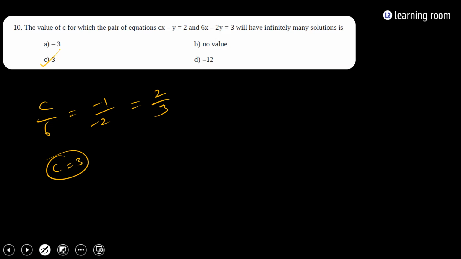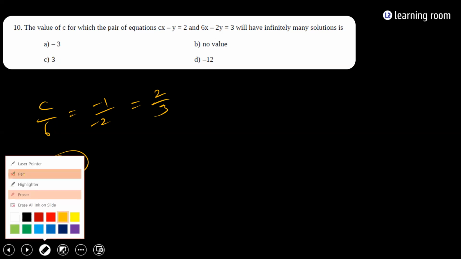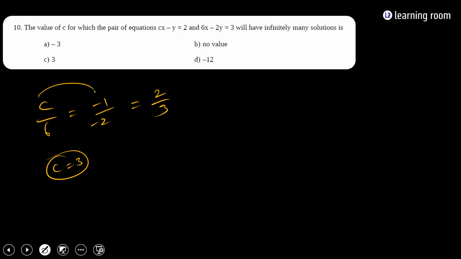One minute, wait. The value of C for infinitely many solutions should also be equal to C1 by C2, right, sir? Yes, here there is no value. Why? Because if I take these two into consideration, I'm getting 3. If I take these two into consideration, I'm getting C is equal to 4. Yes, sir. Okay, so it has no value.